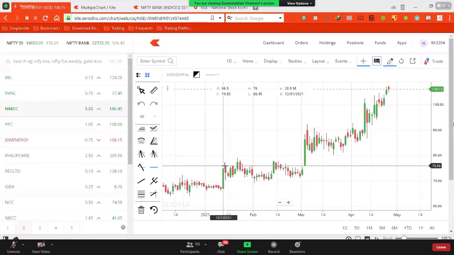It depends on your income goals actually. I'm pretty much okay with earning about 10,000, 15,000 a day. If somebody wants to make 1 lakh, 2 lakhs a day, he's obviously going to put in more capital.